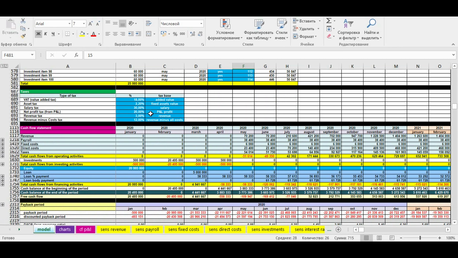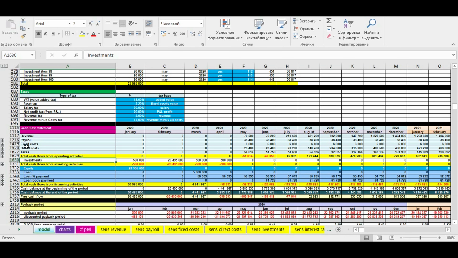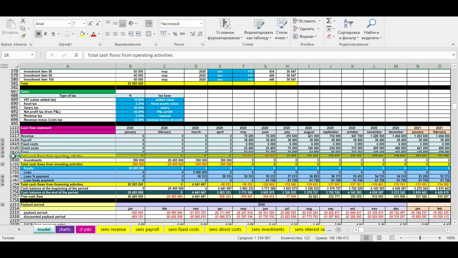The next block of inputs deals with taxes. You can set the tax rates and move to the cash flow statement, where you will see the results of financial modeling. Cash flow is the main statement where you see financial efficiency of your business idea. What valuable information can you get from this table? First, you can see the total revenue, direct and fixed costs, payroll, and taxes. Second, you can see your monthly profit and cumulative cash balance.